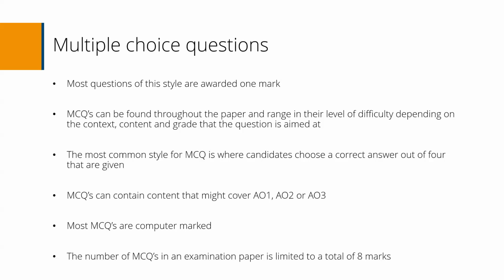They might, however, be a calculation. What is the probability that the second child will be colorblind and male? That's quite complicated, and quite challenging, and probably aimed at a target grade above 7, because it's got genetics and predictions and it's got combining probability. It's quite a difficult question, but still multi-choice. The most common style of multi-choice questions are where candidates choose a correct answer out of 4 that are given. Multi-choice questions can be AO1, AO2, or AO3.